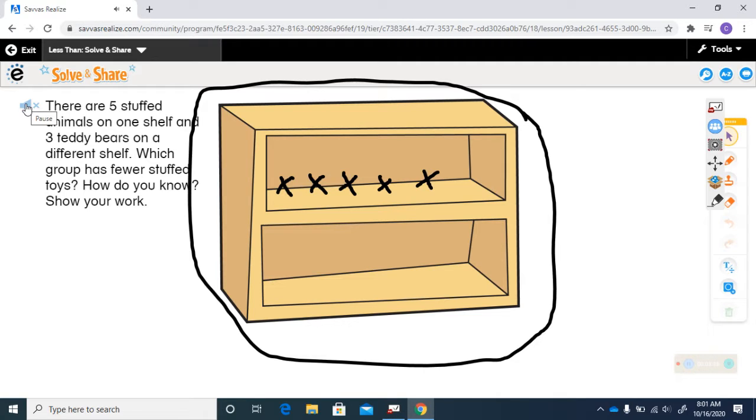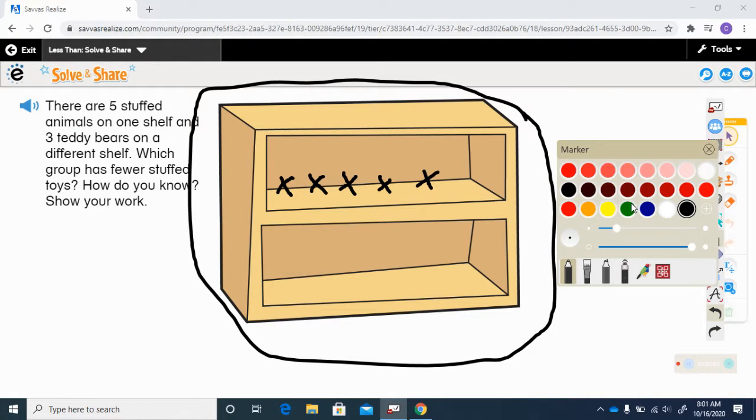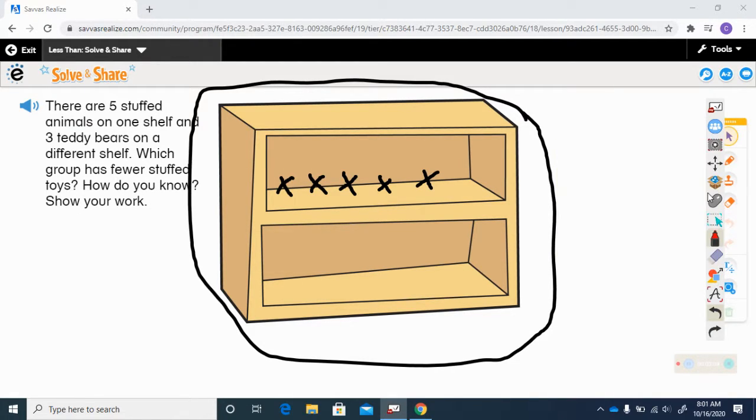And 3 teddy bears on a different shelf. So now there are 3 teddy bears on a different shelf. So I'm going to change my color and I'm going to draw 3 X's down here to represent my teddy bears. So we have 5 stuffed animals on one shelf. We have 3 teddy bears on a different shelf.